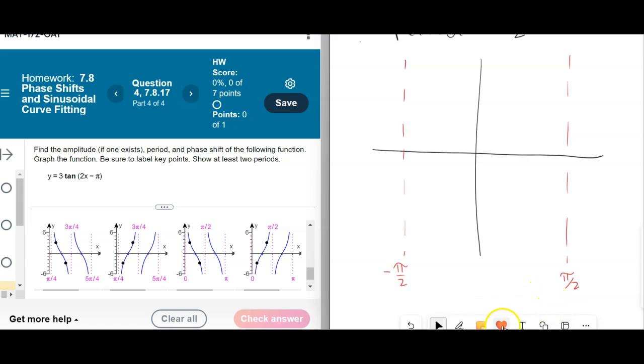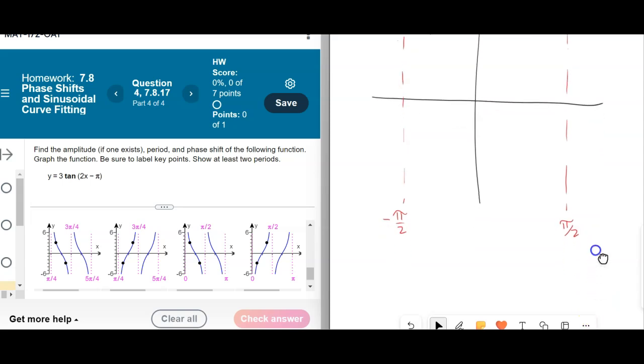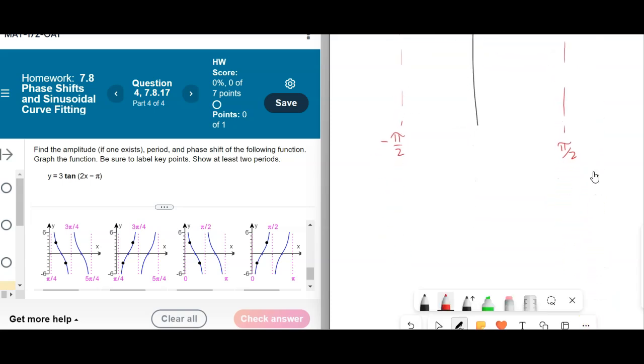Now, because of the phase shift, where do these two asymptotes occur? So I take this expression, 2x minus pi is equal to negative pi over 2. I want to find out where this new value is going to be. So I'm going to have to isolate x. I'm going to have to add pi to both sides. So I would lose the pi on this side.